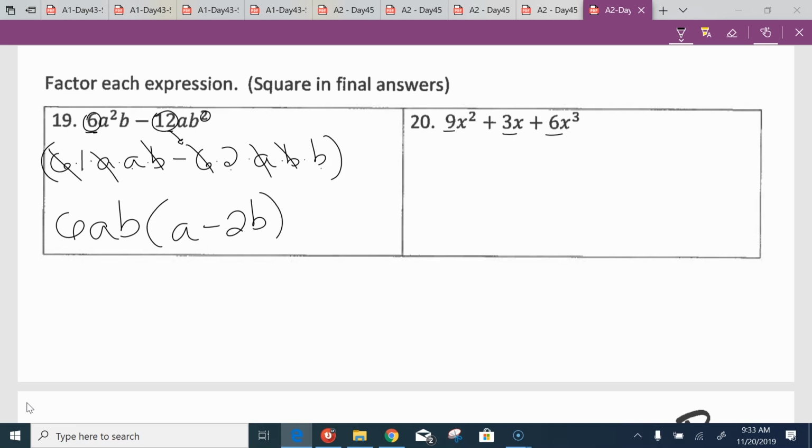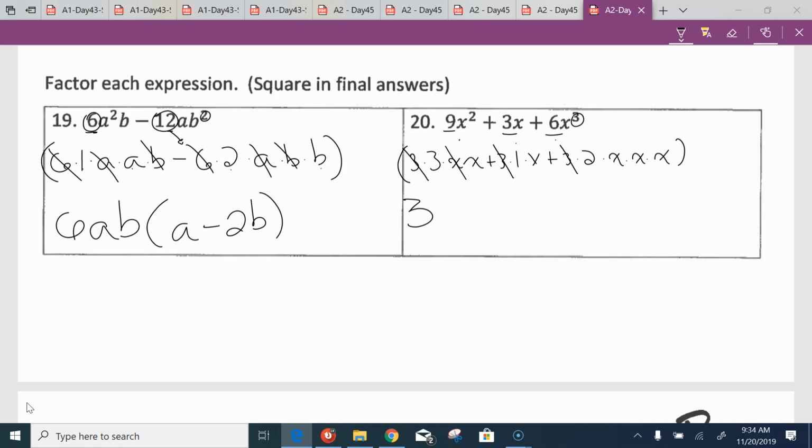So I have 3 times 3, which is 9, times x, plus 3 times 1, which is 3, times x, plus 3 times 2, which is 6, times x times x times x, because there's 3 of those. Now, since I have 3 terms, I need to take out trios. So what is common to all 3 bits of this equation? Well, I have a 3 here, here, and I have a 3 there. So I can take out 1, 3. Because I have 3 different terms, I have to take out trios.